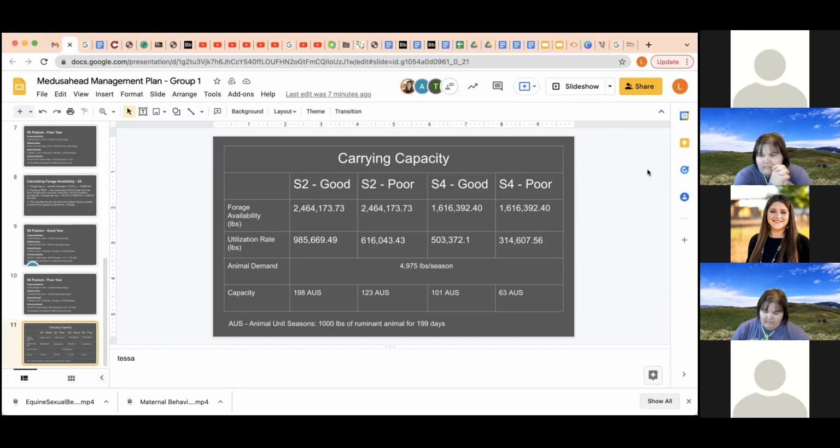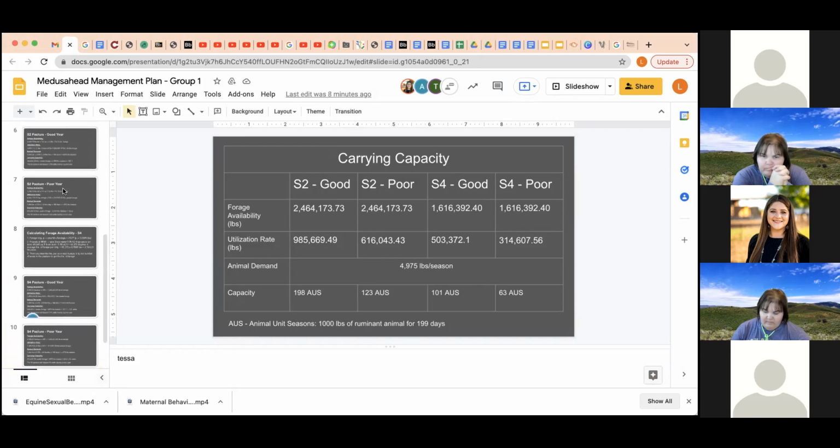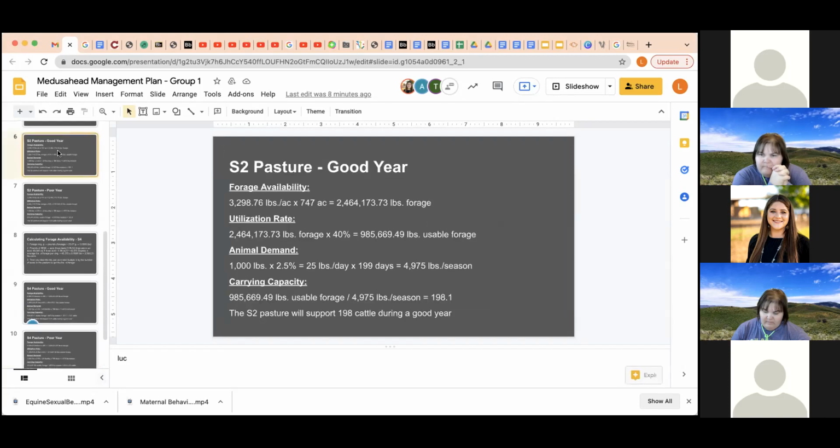So this is what we got. This is just the overview table of everything. Yep. So what is the pasture? What is good and poor? That's my first question. Good is like during a good year and poor is like in poor conditions. And for specifics, this is the S2 pasture.